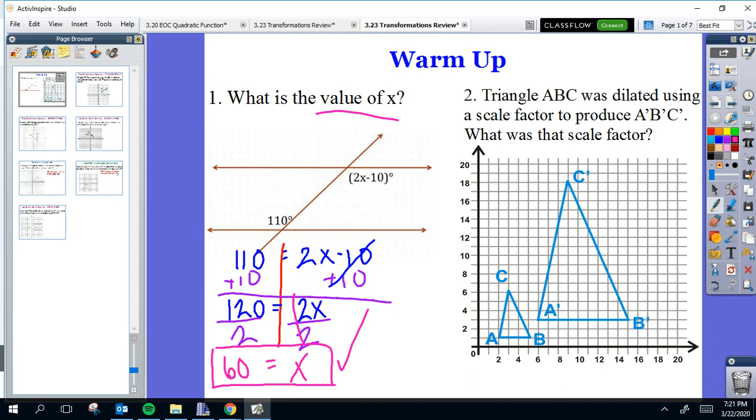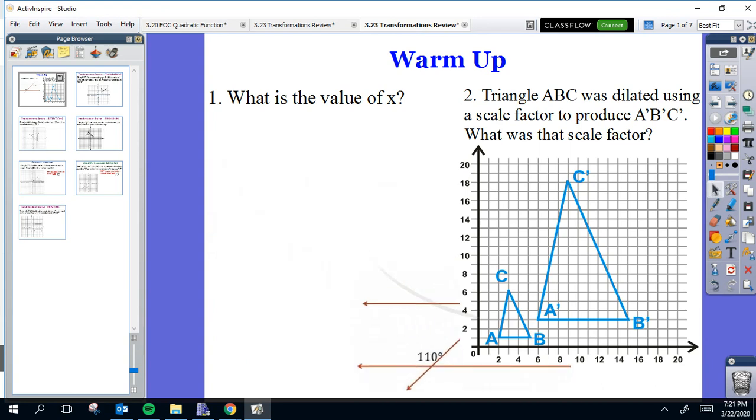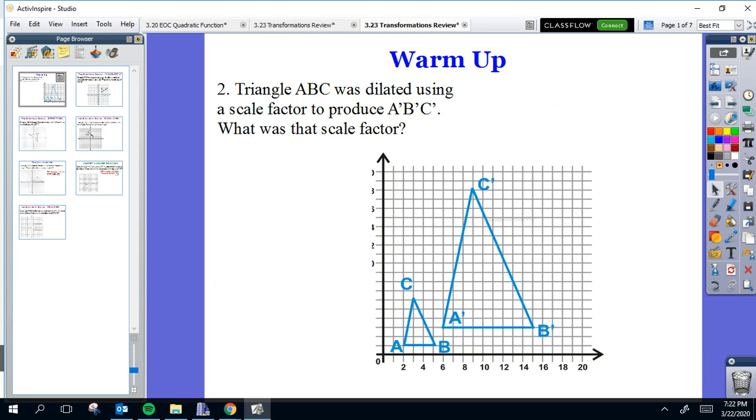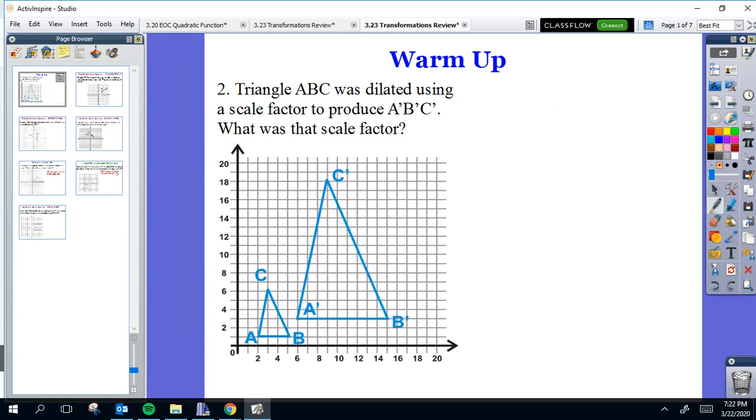For number 2, it's saying triangle ABC is dilated using a scale factor to produce the following shape. What is the scale factor? If I think about what scale factor means, it means multiplication. So let's begin with our original shape, A, B, and C. My coordinates for A, which is down here, is going to be 2, 1. B, right here, is going to be 5, 1. And then C is going to be 3, 6.